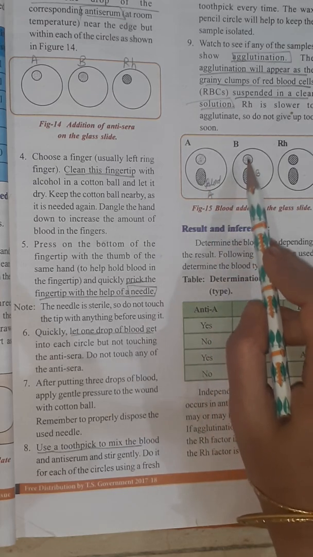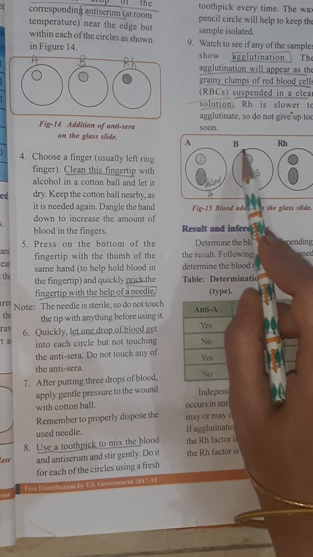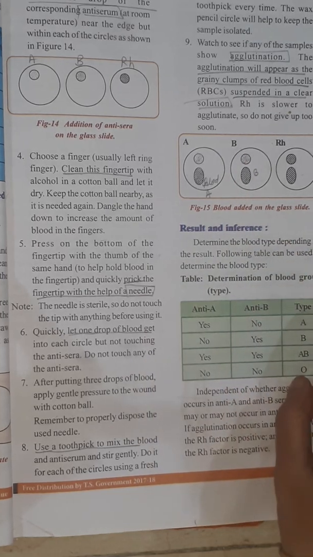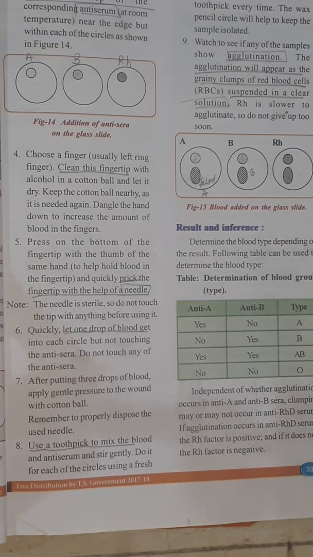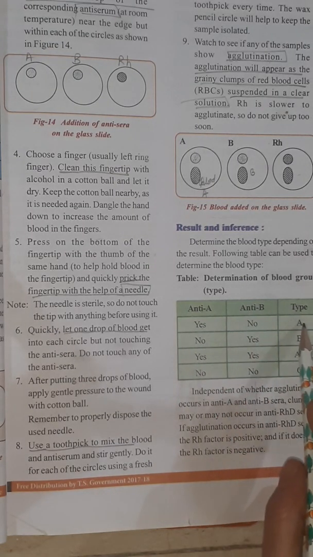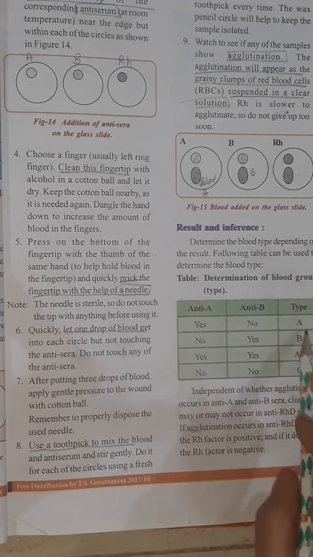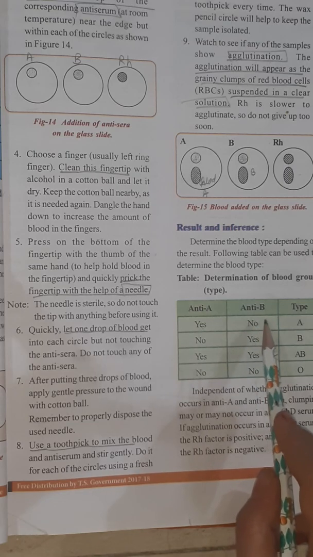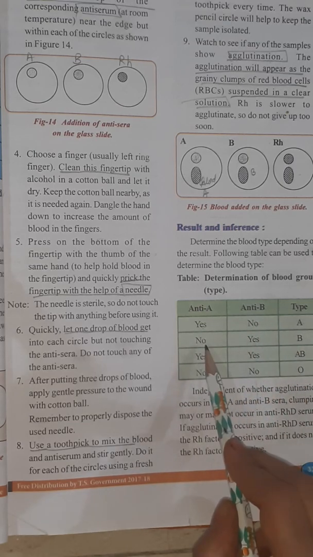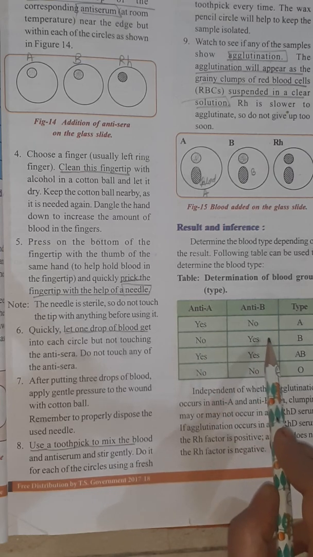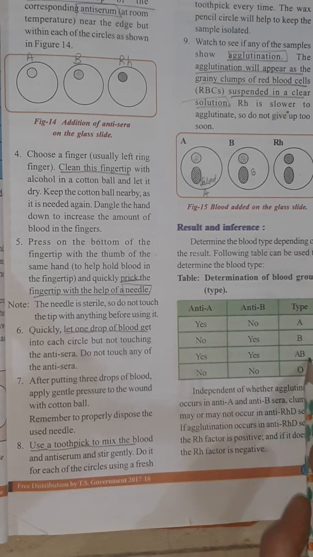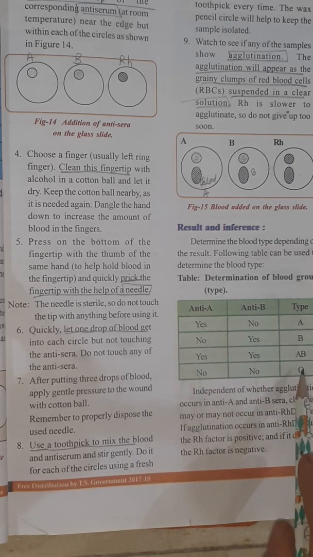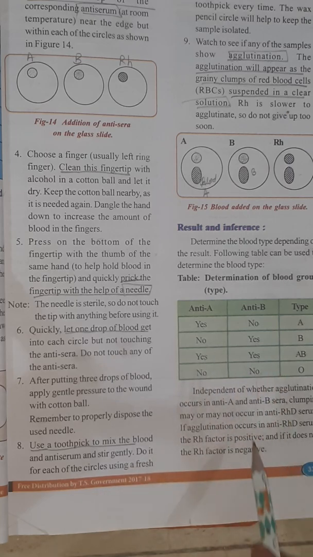If the blood clots with antisera B, then it indicates that it is blood group B. See, in A and O, you have anti-B... in A, you have anti-B and no anti-A. In B, you have anti-A and no anti-B. In AB, you have both anti-A and anti-B. In O, you have no antibodies.